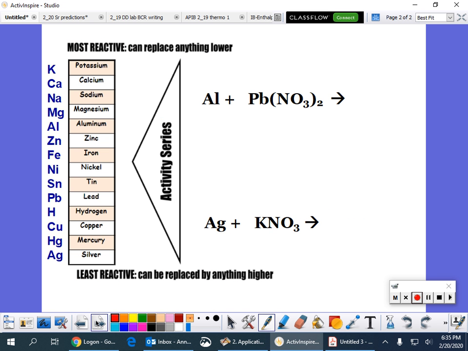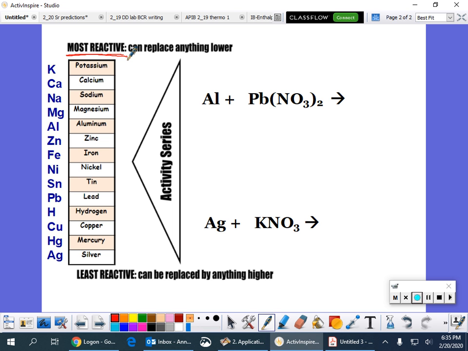There are lots of different versions of the activity series. If you look online, you may find a version which has somewhat different elements than this particular set of elements here, but they're always going to be in the same order, because they're ordered from the most reactive at the top. So these are not compounds, they're elements. These elements are very reactive.